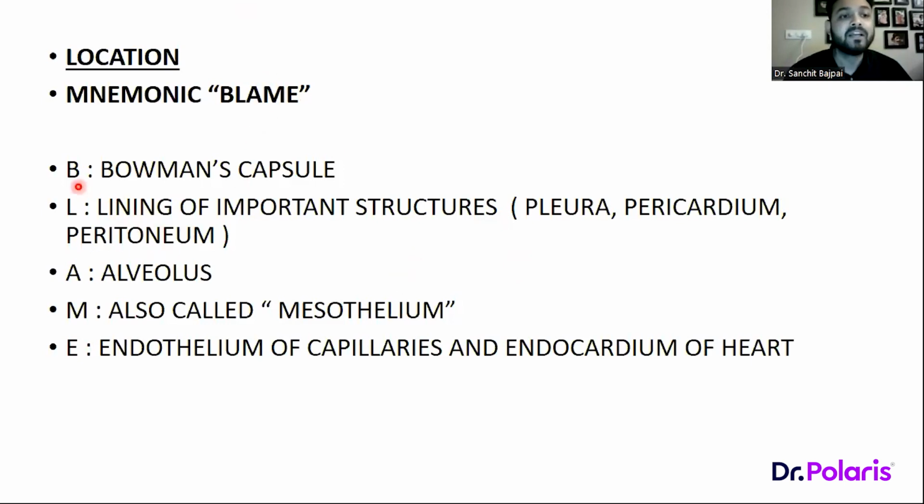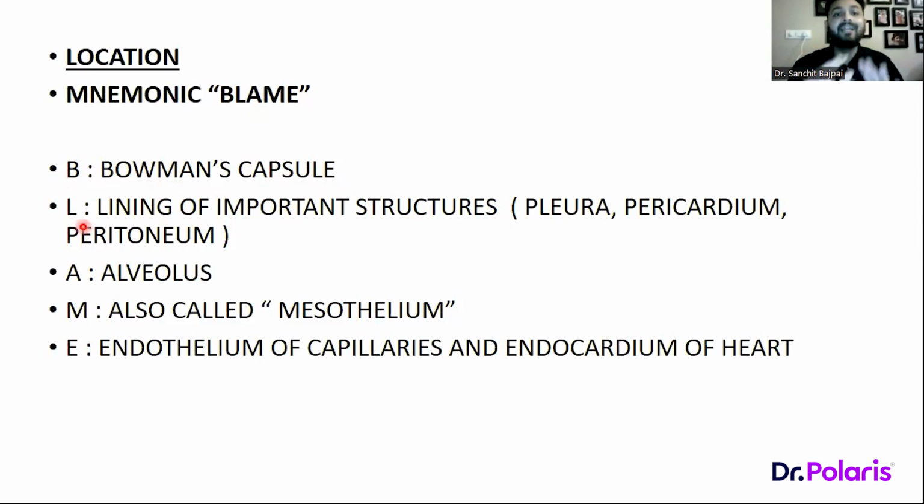Now let's say this is a mnemonic called BLAME, where you can understand where simple squamous epithelium is found. B means Bowman's capsule. Bowman's capsule is a part of the nephron, a part of the kidney, which helps take out the unwanted material you don't want coming into the nephron. It acts as a protective barrier and does not let unwanted proteins come through. It is basically filtering things out. That's why B is for Bowman's capsule.